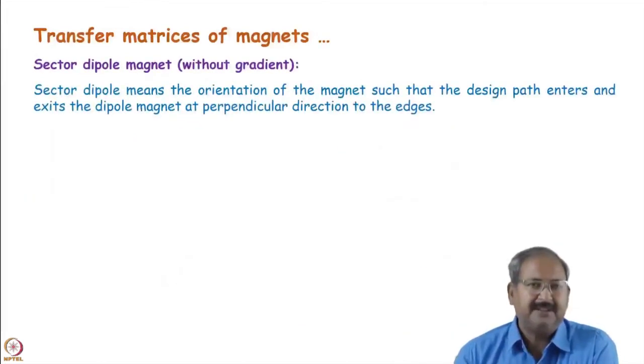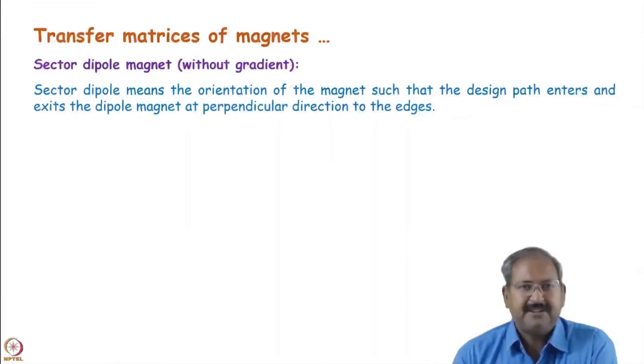Now for the sector dipole magnet. Again, remember that a sector dipole magnet is a magnet in which the edges have an orientation with respect to the design trajectory such that the angle between the edges and the design trajectory is 90 degrees, at the entrance as well as at the exit. So this orientation of the magnet is known as sector, and this is a natural sector of the circle. And also we have no gradient in the magnet.